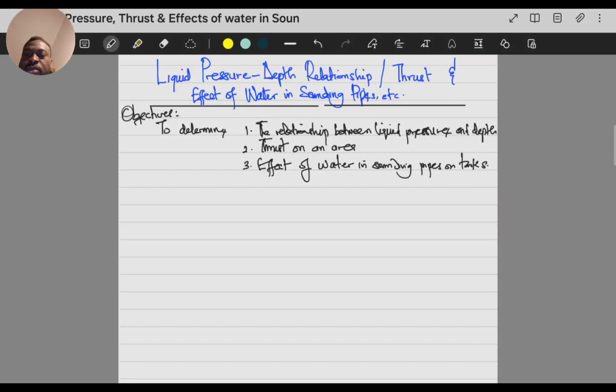Hello friends, today I'm going to be teaching liquid pressure and depth relationship, the thrust and the effects of water or of liquid in sounding pipes on tanks. So the first thing I'm going to try and achieve is to determine the relationship between liquid pressure and depth, to determine the thrust on the area of the tank, and also to determine the effect of water in sounding pipes on tanks.